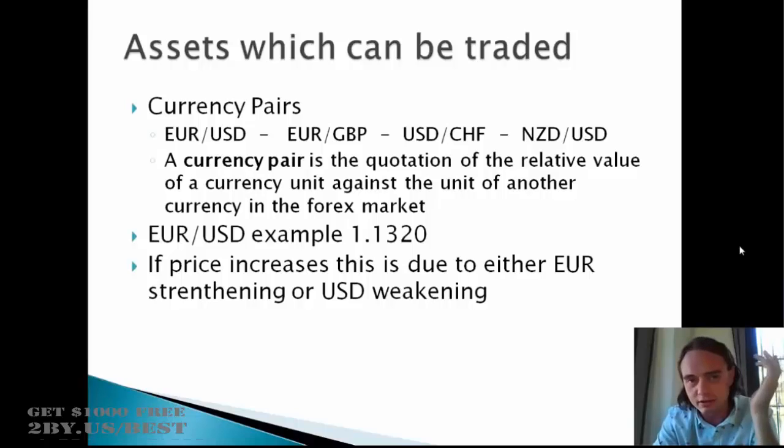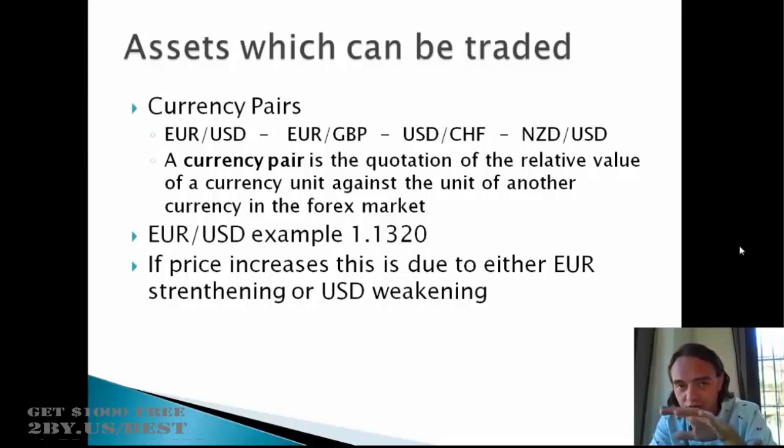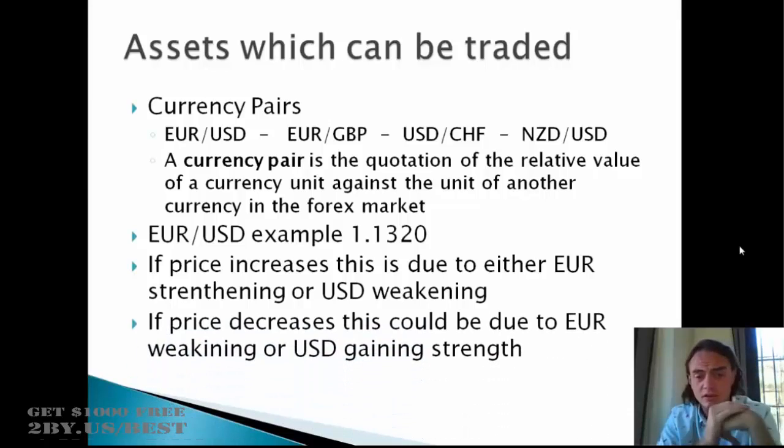There are millions of variables when it comes to economics, but you've got two sides which can affect the price. So either the euro strengthening or the dollar weakening. Conversely, if the price decreases, this is either down to the euro weakening or the USD gaining strength. Now, there are all sorts of news events that can cause this.